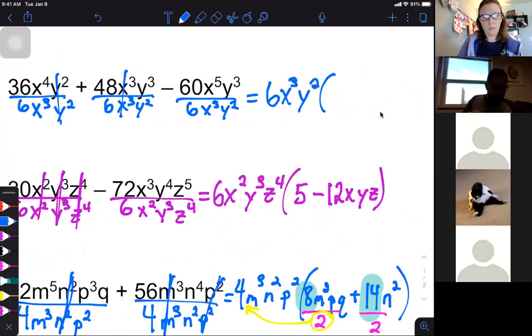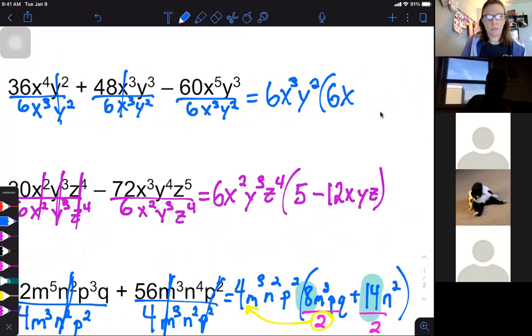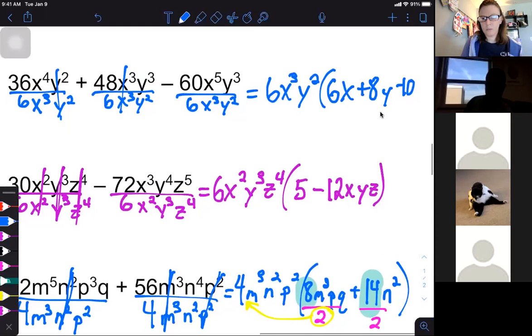All right, so what's left? 36 divided by 6 is? 6. And then we have an X. All right, what would I get for a second term? 8. Good. 8 what? Y. Good. And the third term? -10. Good. And then? X squared and Y. Good.